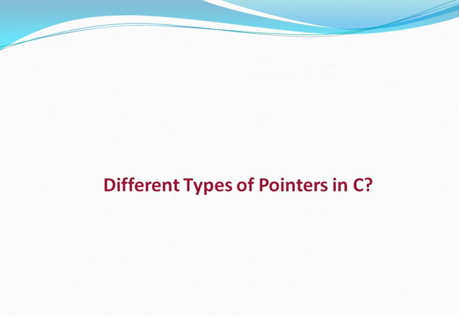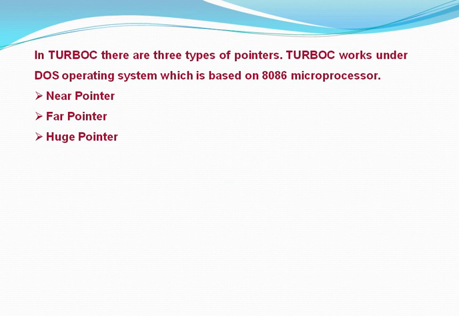Fine. So, different types of pointers in C. We basically have three types of pointers. In Turbo C, there are three types of pointers. Turbo C works under the DOS operating system, which is based on the 8086 microprocessor. So we have three kinds of pointers: one is the near pointer, the second is the far pointer, and the third is the huge pointer.